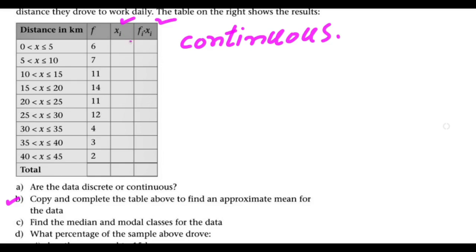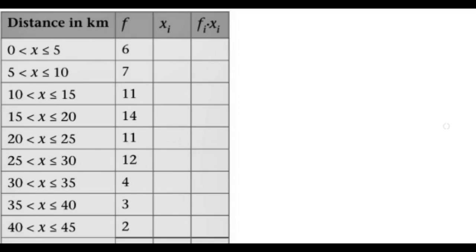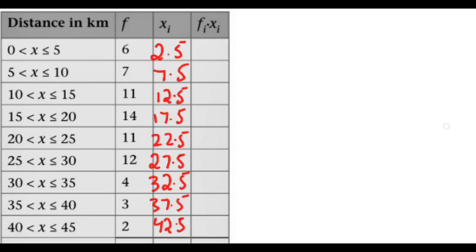So we need to find the xi. The xi are the midpoints of the class intervals, since this is continuous data. So 0 plus 5 divided by 2 will give me 2.5. 5 plus 10 divided by 2 will give me 7.5. Now 10 plus 15 divided by 2 will give me 12.5. I use my calculator, so I complete the xi midpoints column.